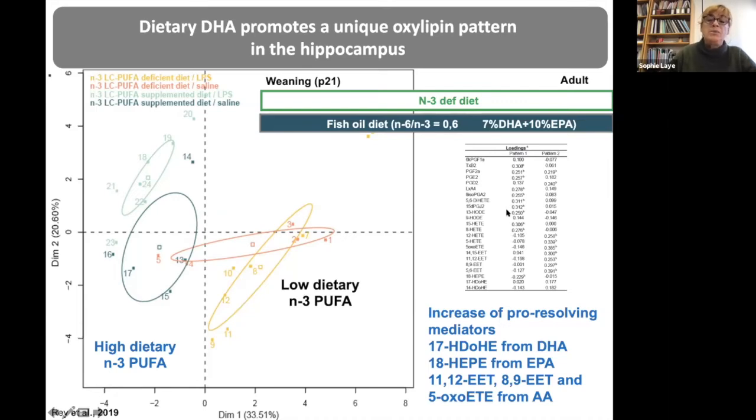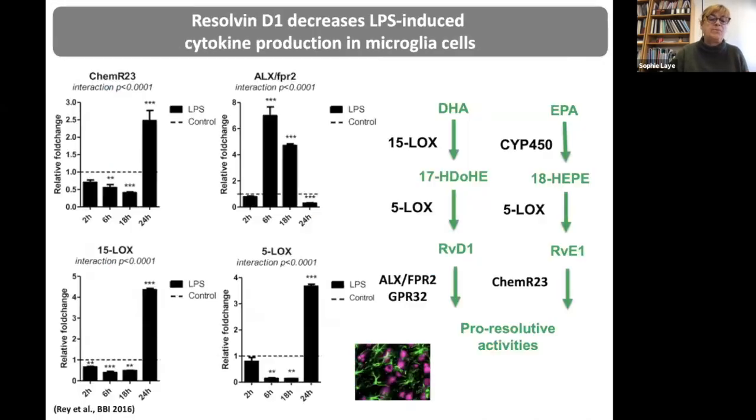And what we found is that when animals are fed with this DHA and EPA, there is a strong increase in the pro-resolving mediators coming from either DHA or EPA or from arachidonic acid. So the CYP450 pathway that leads to these anti-inflammatory factors, pro-resolving factors.